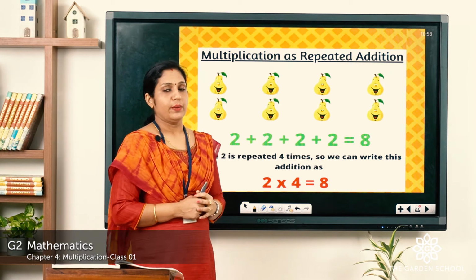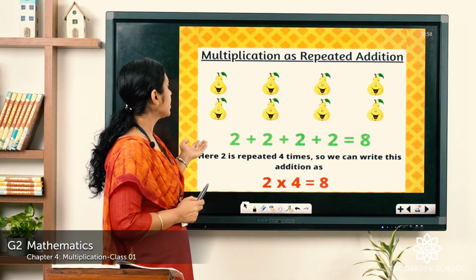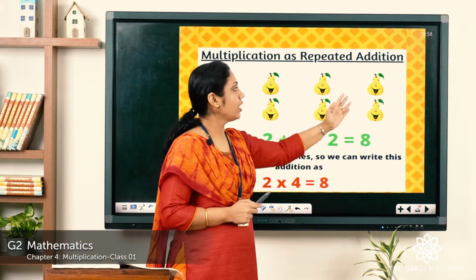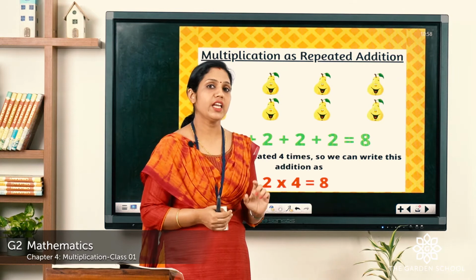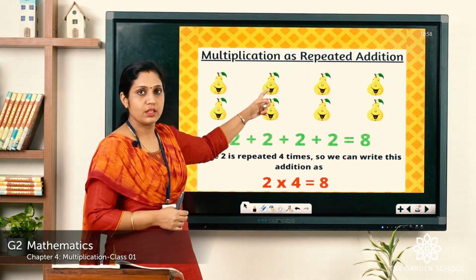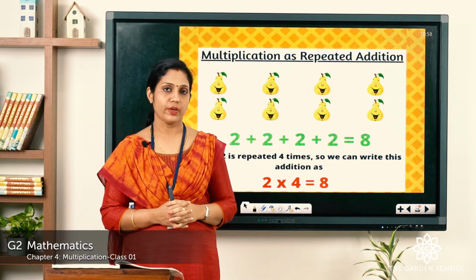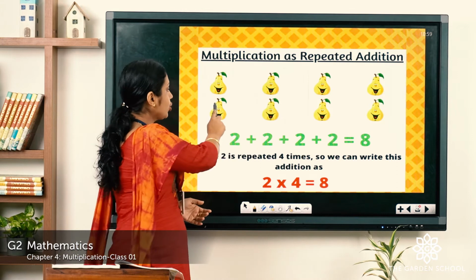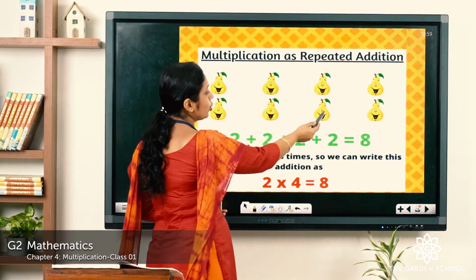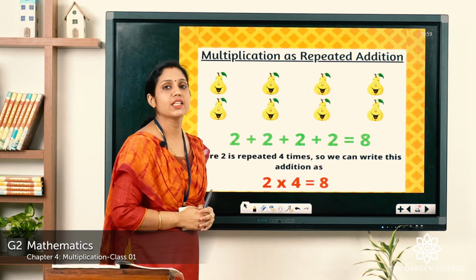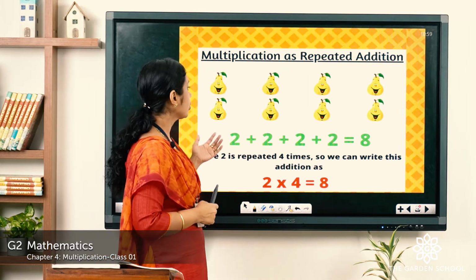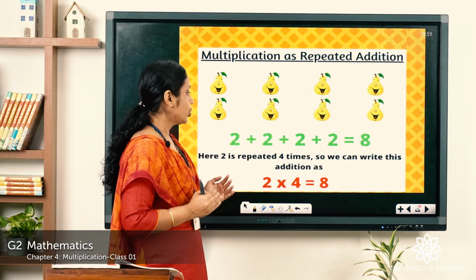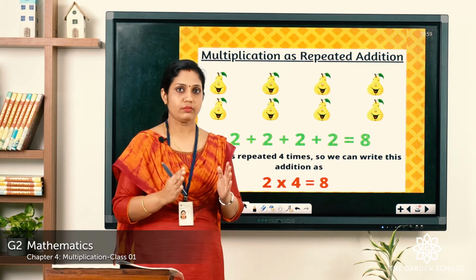Let's take another example. Here in this picture you can see some pears. How many groups are there? 1, 2, 3, 4. 4 groups are there, and in each group there are 2 pears. So we have to calculate the total number of pears. So first let's write that in the repeated addition form. So here 2 plus 2 plus 2 plus 2. The total is 8. And so here 2 is repeated 4 times. So we can write this addition as 2 into 4 is equal to 8.